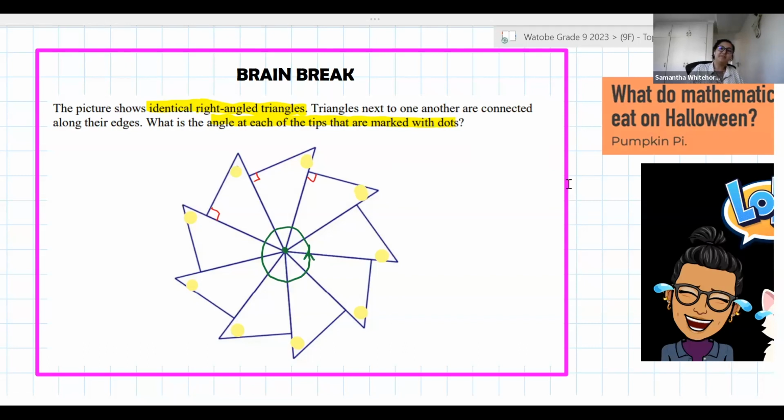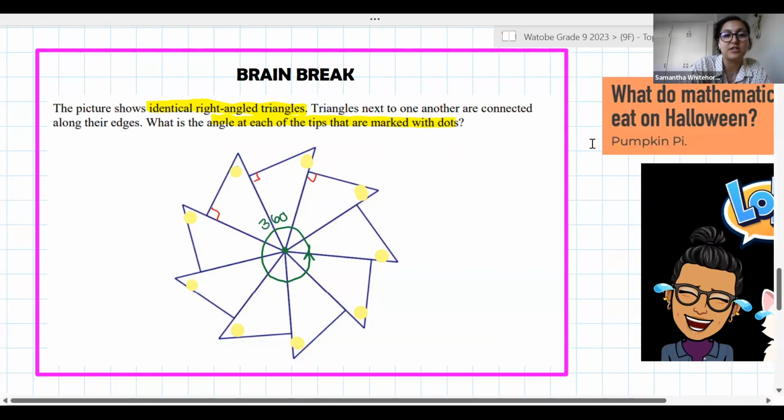Boaz, do you want to try again? Yes, there we go, it's the revolution, ma'am. Okay, and a revolution is how many degrees? 360 degrees. Perfect. So you're right. So this green circle, the whole thing is 360 degrees. Now, how many angles do I have making up the circle?